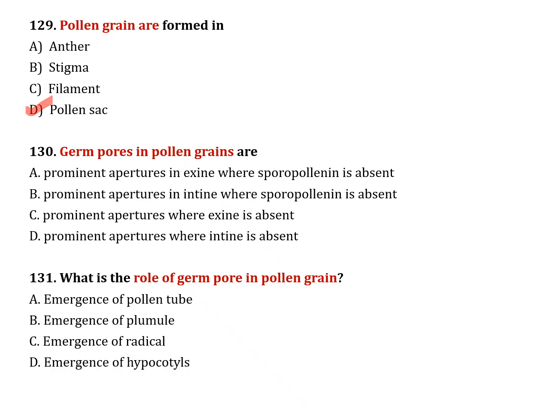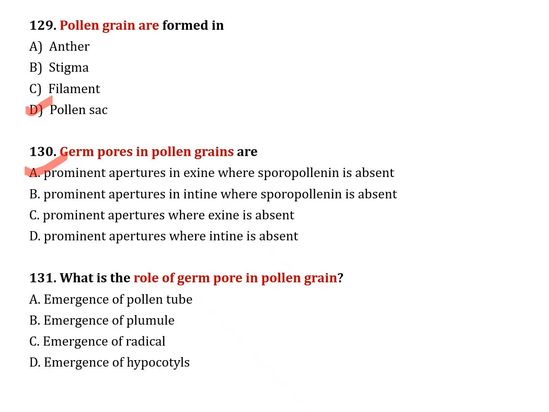Germpore in pollen grain is option A prominent aperture in exine where sporopollenin is absent, option B prominent aperture in intine where sporopollenin is absent, option C prominent aperture where exine is absent, option D prominent aperture where intine is absent. Correct answer is option A, prominent aperture in exine where sporopollenin is absent. The next question, number 131.